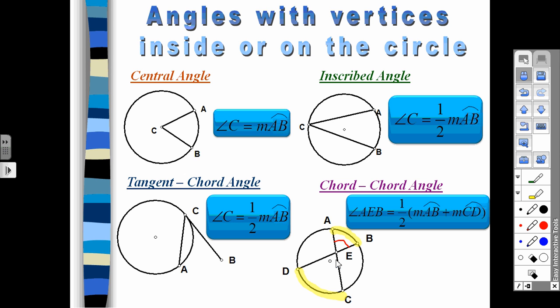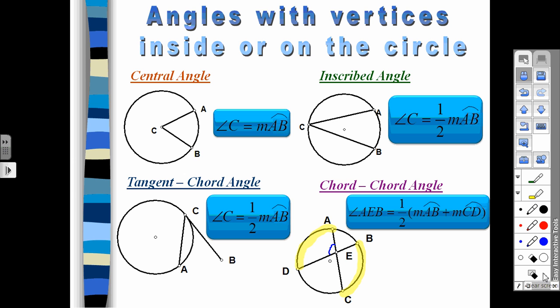Now, had we wanted to figure out this angle right here, and you were given arc AD and arc BC, so what if we had done this? They were looking for this angle right there, then you would have to know this arc, and you would have to know that arc, because those are the two arcs opposite those vertical angles. Okay, so you would say half of the sum of AD and BC would equal that angle.